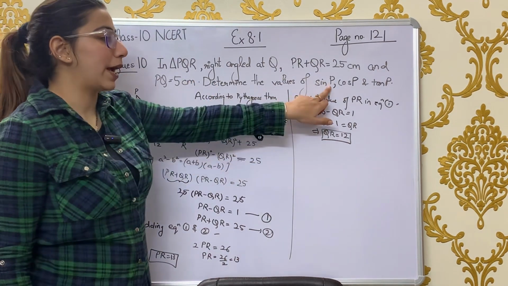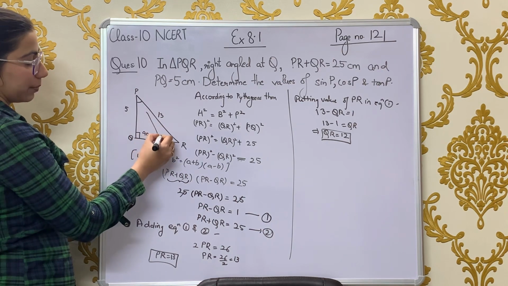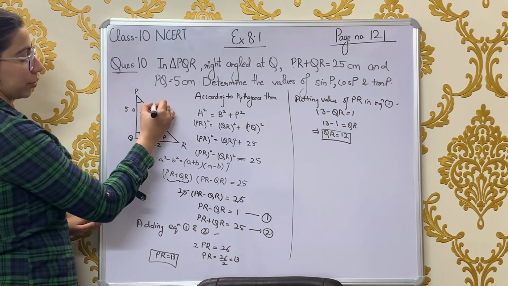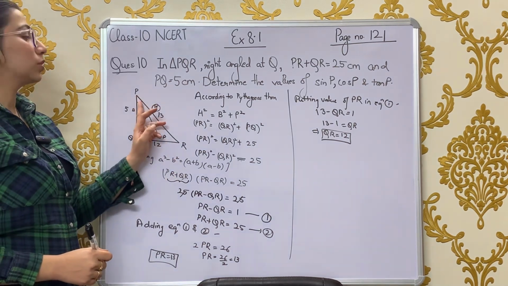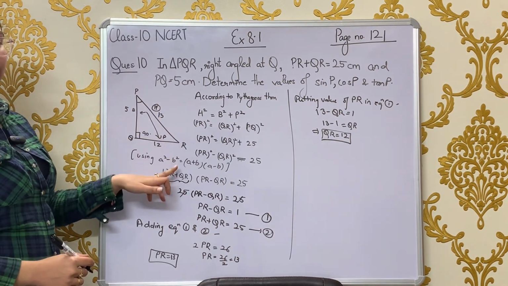Now we need to find in terms of angle P. This is angle P, so this is going to be the perpendicular, this is going to be our base and this is going to be our hypotenuse. Why? Because the side opposite to the angle we need to find or consider is the perpendicular.